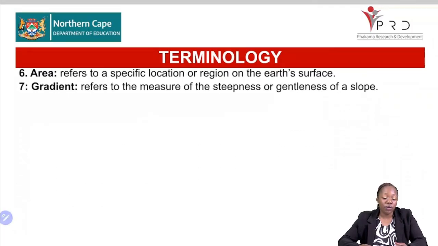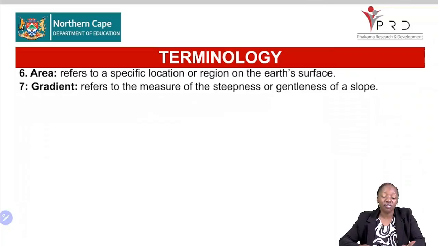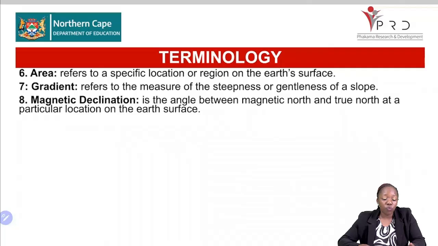Then next, we're looking at the gradient. What is the gradient? We are saying it refers to the measure of the steepness as well as the gentleness of the slope. Remember, as we calculate gradient, we want to examine, is the area steep or is the area gentle? Then number 8, we're looking at the magnetic declination.